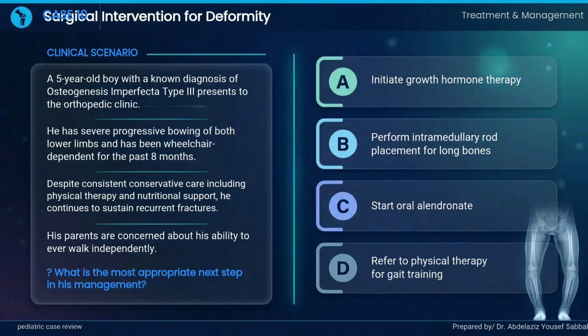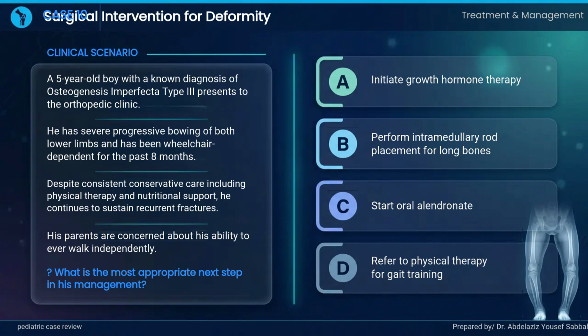Case 10. A 5-year-old boy with a known diagnosis of osteogenesis imperfecta type 3 presents to the orthopedic clinic. He has severe progressive bowing of both lower limbs and has been wheelchair dependent for the past 8 months. Despite consistent conservative care, including physical therapy and nutritional support, he continues to sustain recurrent fractures. His parents are concerned about his ability to ever walk independently. What is the most appropriate next step in his management?